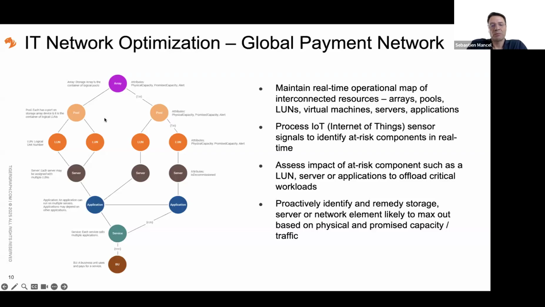And the real power comes from the ability to simulate cascading effects of potential failures. So allowing IT teams to predict where capacity bottlenecks can happen, preemptively offload workloads from failing components, and avoid service disruption by optimizing storage, compute, and network usage dynamically. So this is yet another example where graph-powered digital twin can transform static monitoring into proactive operational intelligence, keeping critical systems running smoothly, even in the face of complex multi-layer risks.